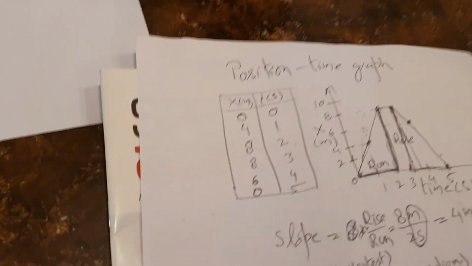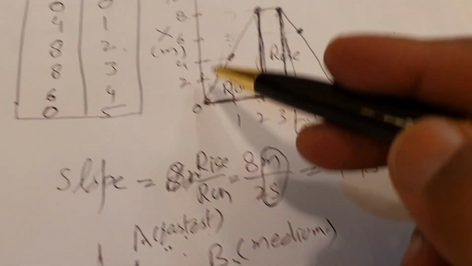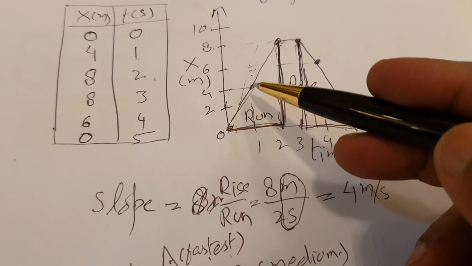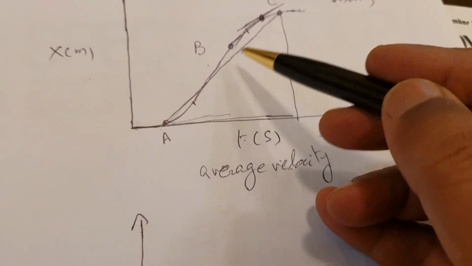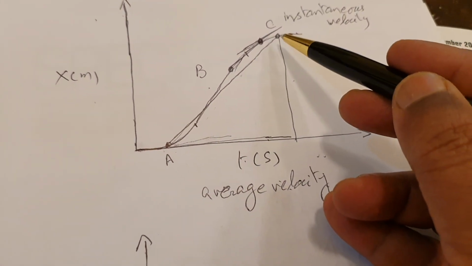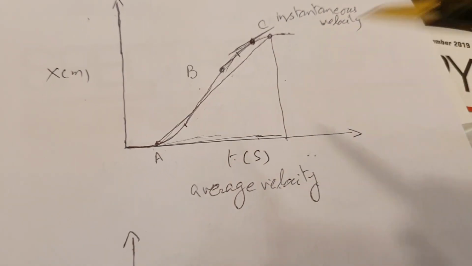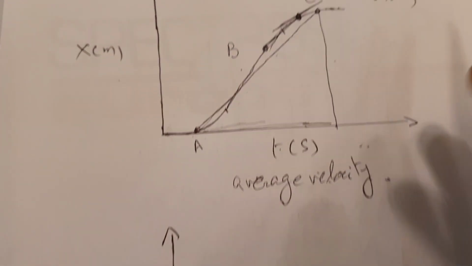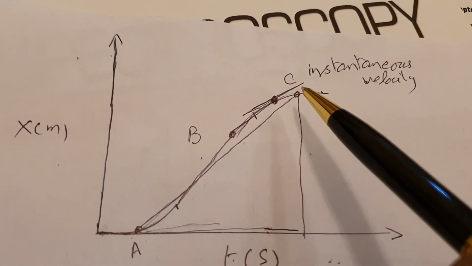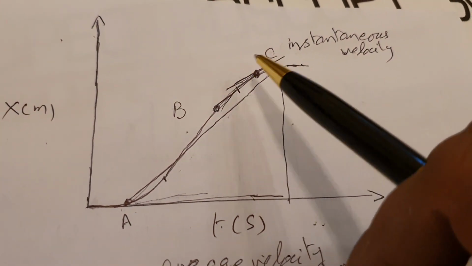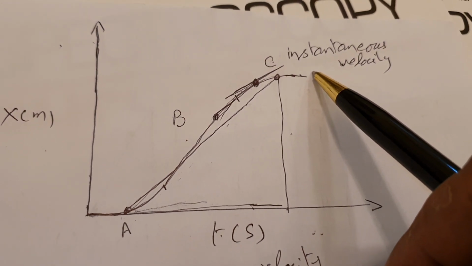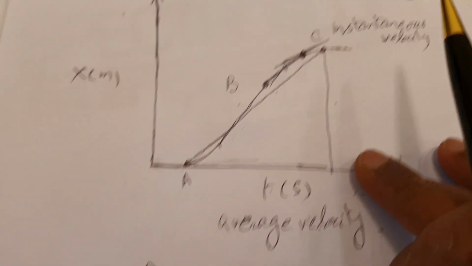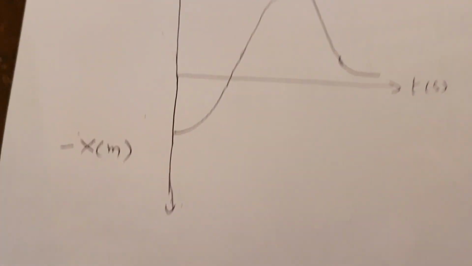So let's sum up our discussion. On this nice straight line, we get a constant velocity. If I calculate slope on this curved line by joining 2 points with the help of a straight line, that would give me average velocity. If I calculate slope on a single point, then that slope will give me instantaneous velocity. Right? So now you have to answer this question.